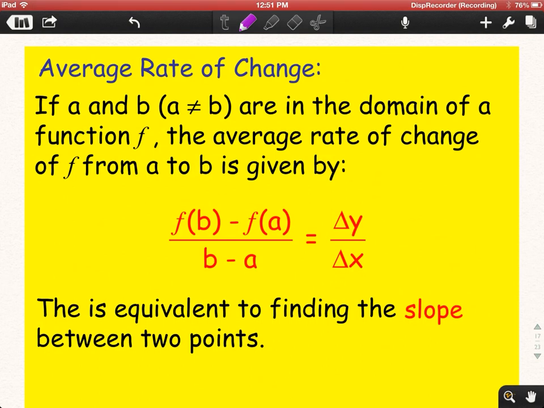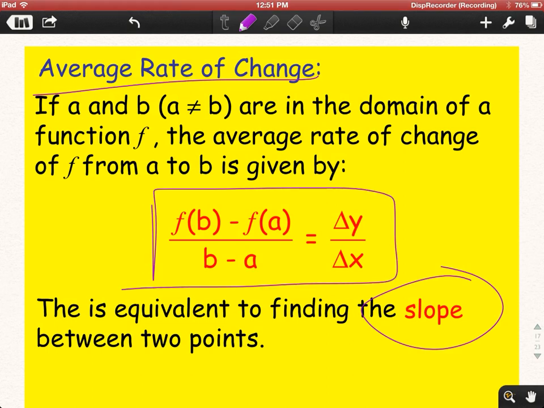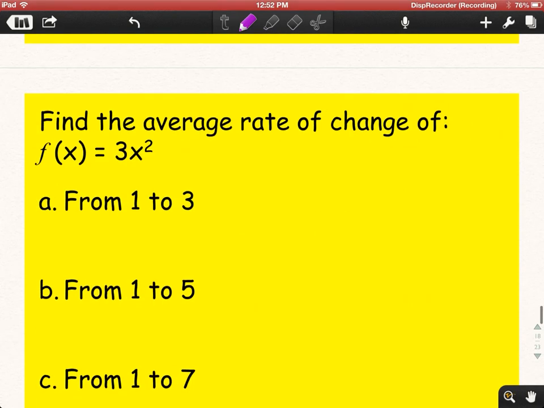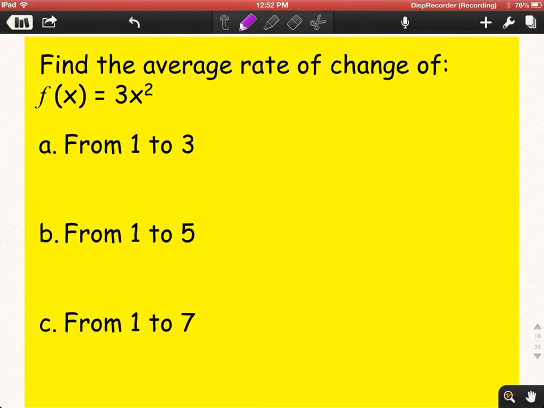And our last topic is average rate of change, which is just a fancy way of saying slope. You'll see this formula in a textbook, f of b minus f of a over b minus a, and I'm going to show you how simple it is because you all know how to do slope. So let's find the average rate of change from 1 to 3, 1 to 5, and 1 to 7 for this equation, f of x equals 3x squared.